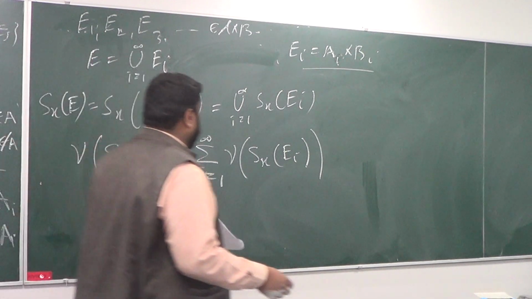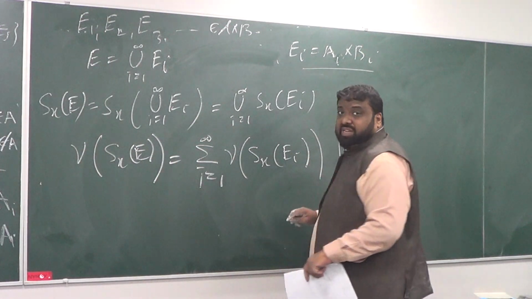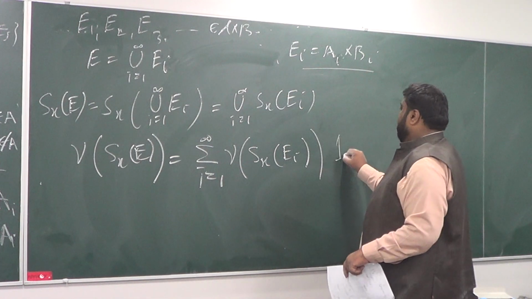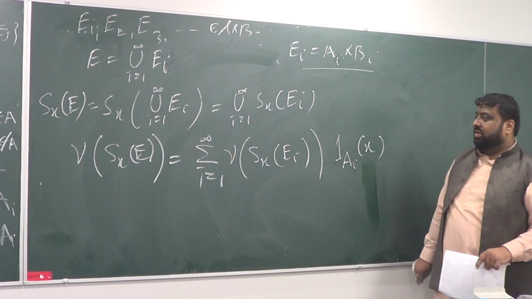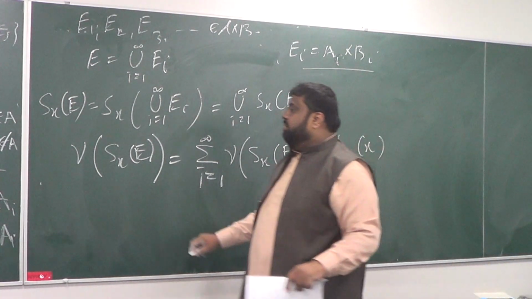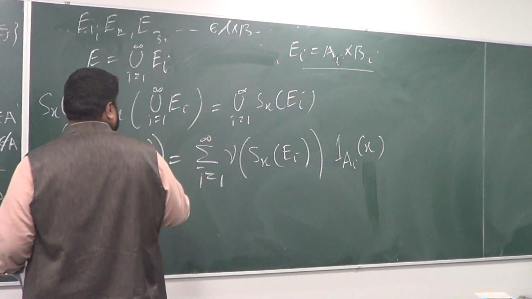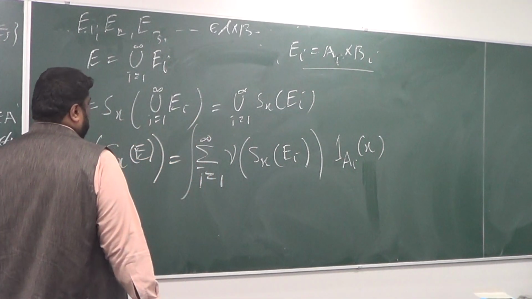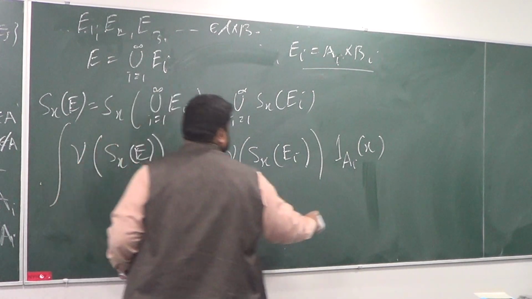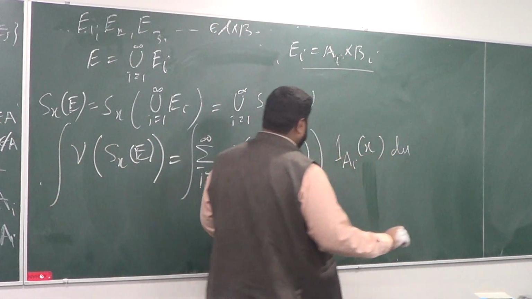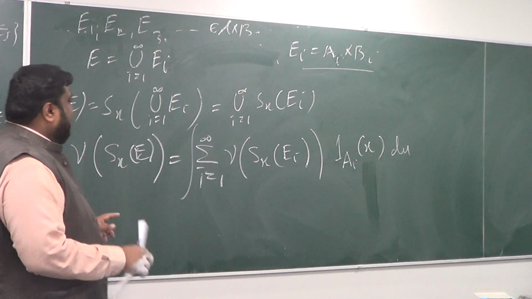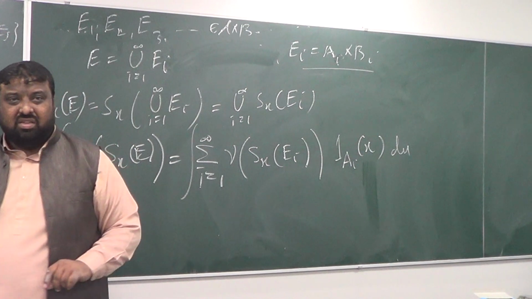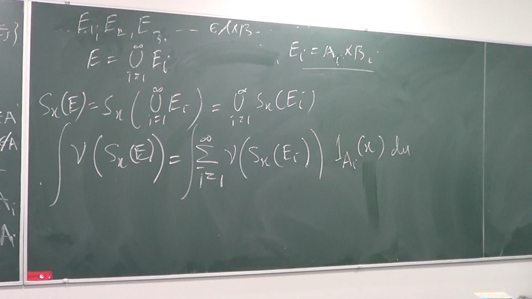If I multiply indicator functions here of A_i of x, and I integrate both sides with respect to d mu, with respect to d mu. So, can I take the integral inside? Yes, sir. The answer is no. Infinite, sir. It's an infinite sum.